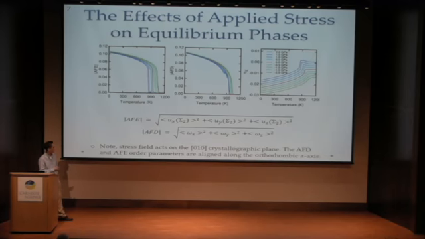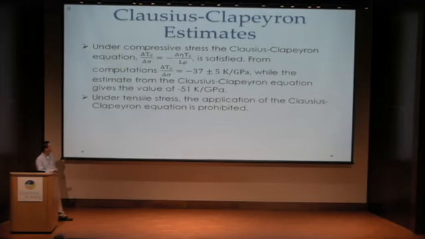The second thing we should note is that as we apply our tensile stress, you see these order parameters are weakened, and as we apply our compressive stress, they're actually enhanced. This is a good thing to note for the slide after this one. The Clausius-Clapeyron estimates were also computed for this simulation.